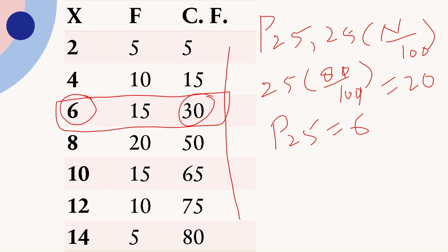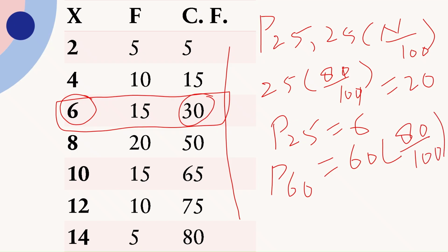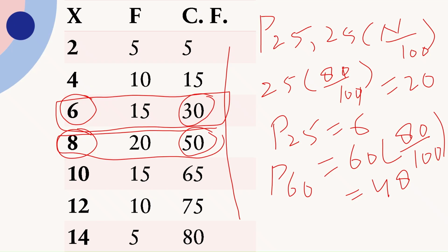Similarly, we can find any percentile. Let's say one more, P60. It is equal to 60 times 80 divided by 100, which is equal to 48. Now search 48 in the cumulative frequency, which comes in 50. Select this class and the value is 8. So P60 is equal to 8.